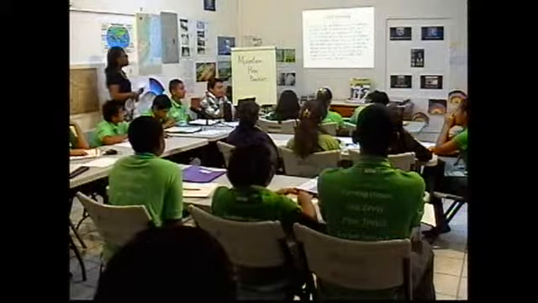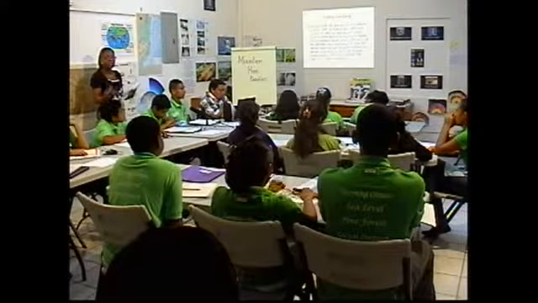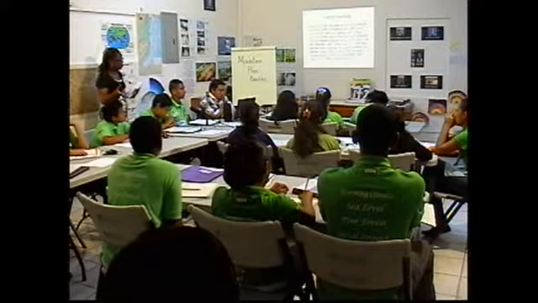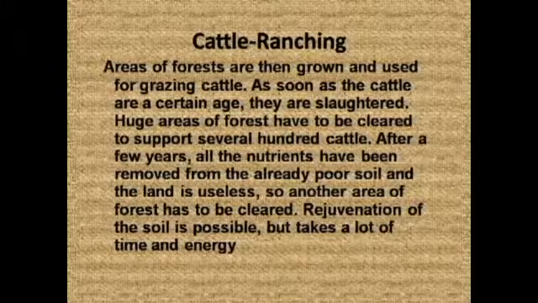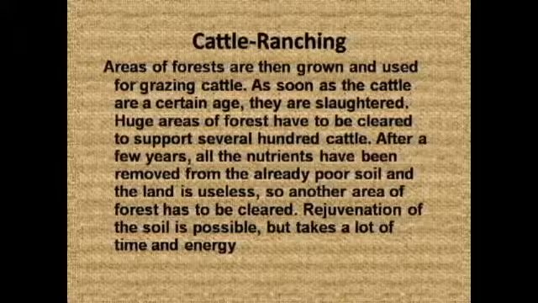So when we do this, the cattle eat the nutrients off the soil, and then you need to go to another area. So we're saying after a few years, you're left with poor soil, and the land is useless, so other areas of the forest have to be cleared. To regenerate the soil is possible, but it takes a long time to do so.